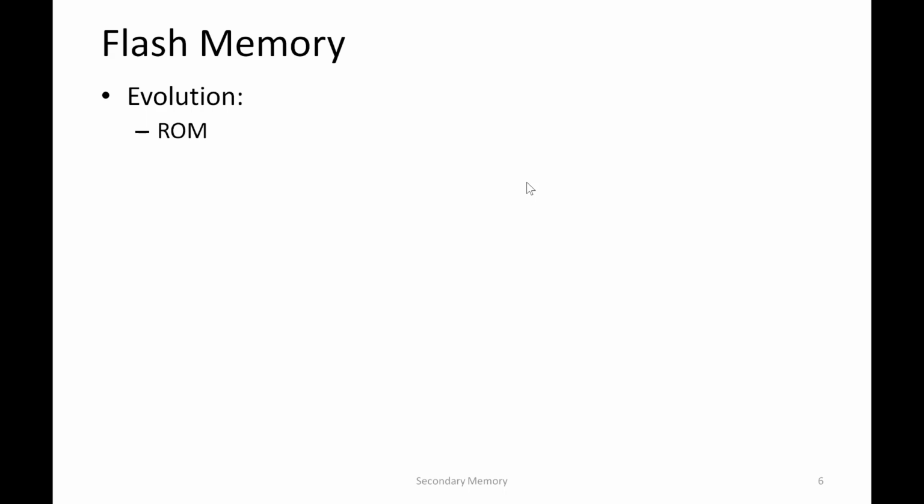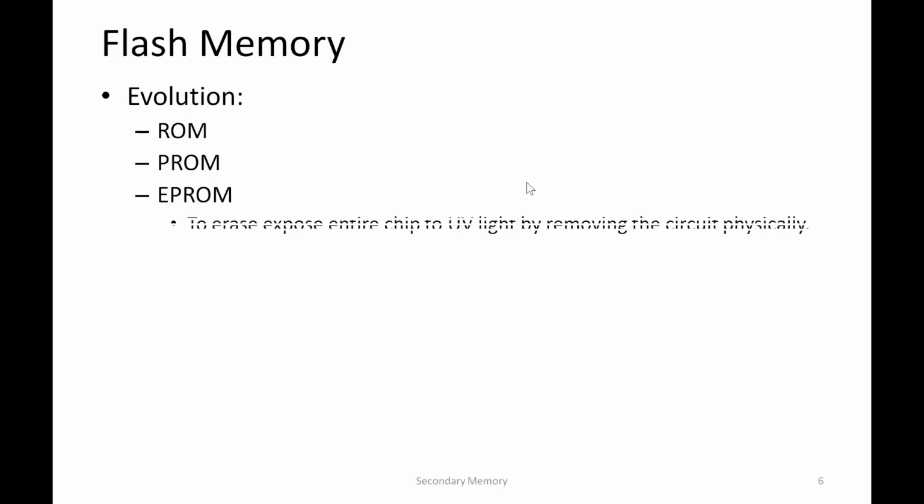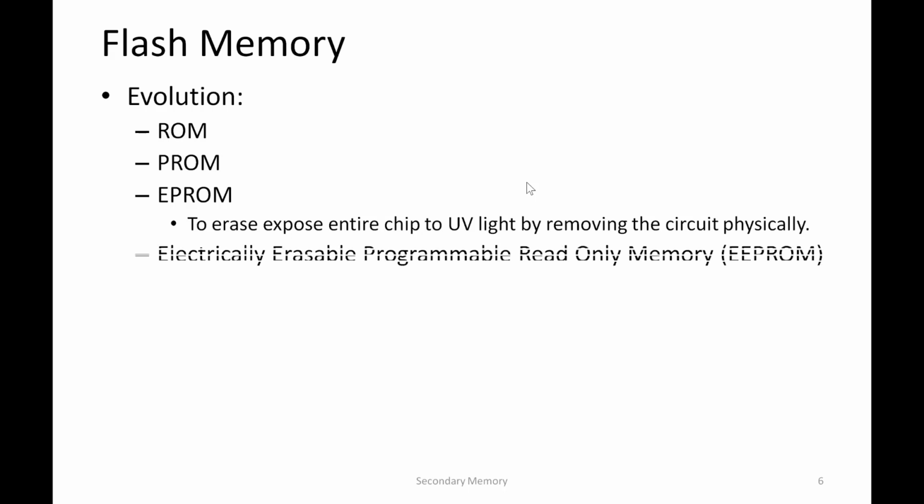So when we look at the flash memory, the evolution I'll quickly go through. We have read-only memory. Post that we have programmable version. Then we have EPROM. To erase the programmed cells, we would need to expose the entire chip to the UV light. So device scientists have come up with EEPROM, electrically erasable programmable read-only memory.